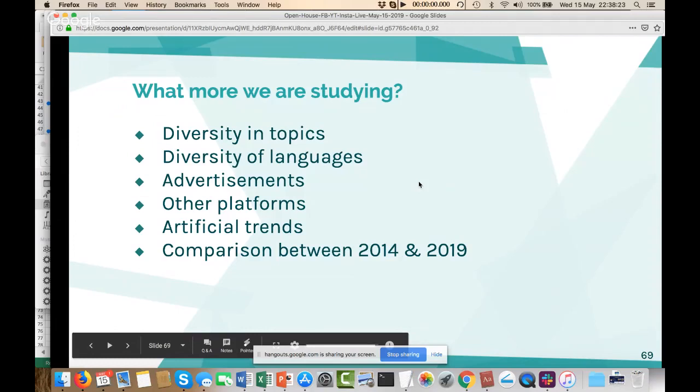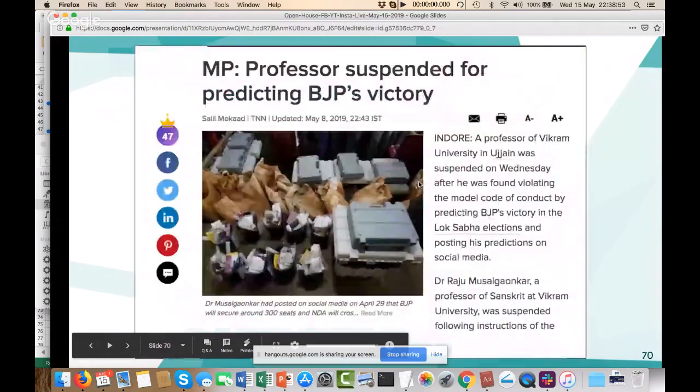Artificial trends, right? We definitely see some hashtags pop up that are bulldozed by some handles, and then they become trends. We wanted to study how these artificial trends are being created and how they are propagating. And of course, a very interesting question for people like us is comparison. Because we have data for 2014, we're also going to compare the data between 2014 and 2019.